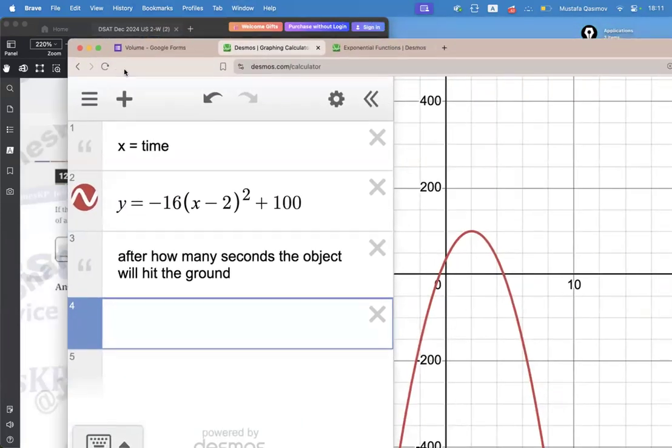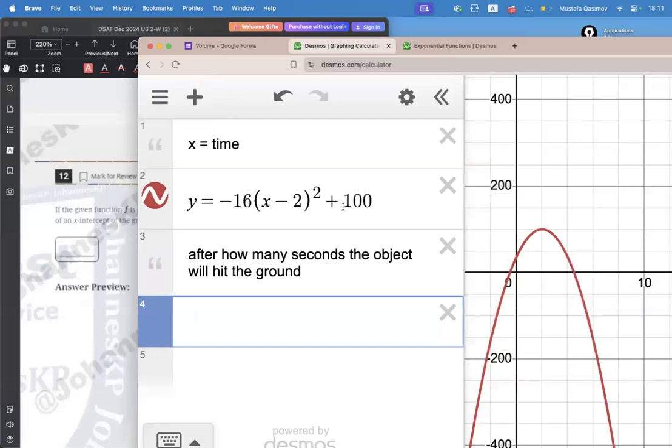Yeah, I know, but y is meter for that question or feet, but x was actually second.